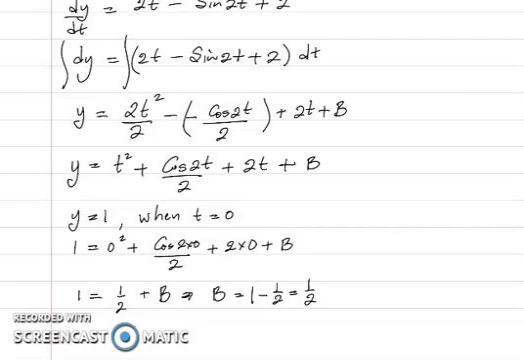And so our particular solution would be y is equal to t squared plus a half cos 2t plus 2t plus b, which is equal to a half.